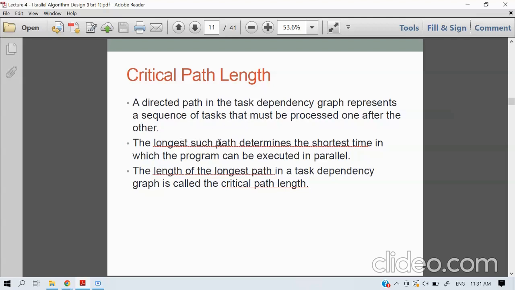The longest such path determines the shortest time in which the program can be executed in parallel. So the longest path is actually the critical path length. The length of the longest path is also known as the critical path length. Even though it is long, actually it is the shortest time to execute the tasks in parallel processing.